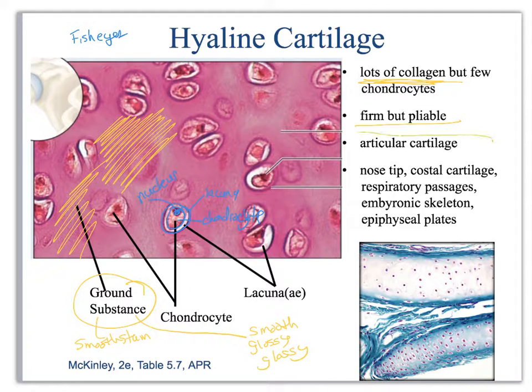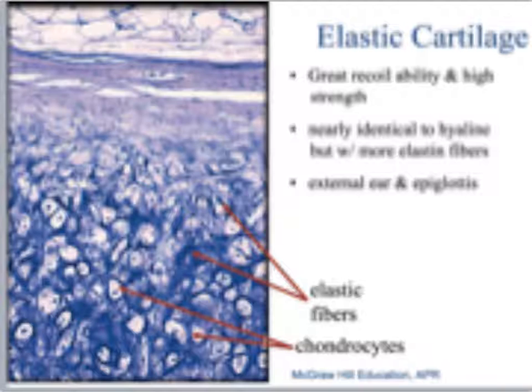Very firm and pliable. Places where you find it right here, and again, resists tension and compression. All right. Now the picture up here, we're showing it with a pink stain. Often you see it with a blue stain, and this is it right here. Okay, so there's the ground substance. Here's the lacuna with the chondrocyte in it. This is low magnification, so it's a little harder to see. Next slide. All right, elastic cartilage.